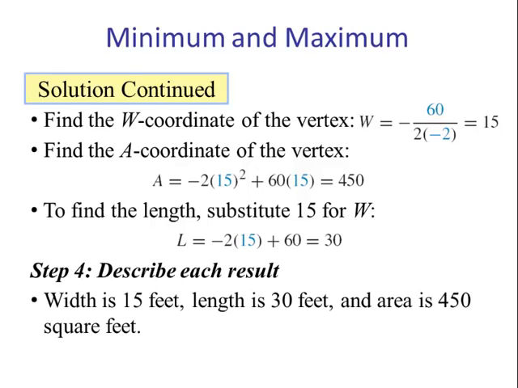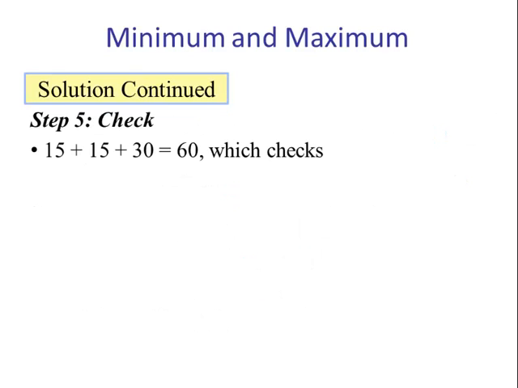So the width is 15 feet, the length is 30 feet, and the area is 450 square feet. So this is the largest area that you can construct using the 60 feet of fencing. To check it, 15 plus 15 plus 30 gives us 60.